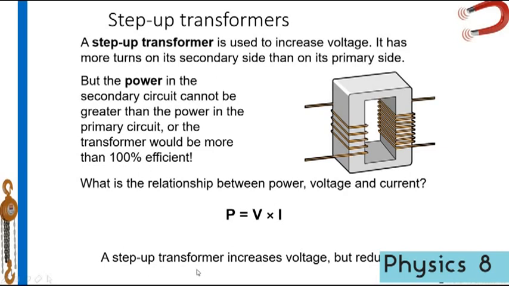So in a step-up transformer, there is an increase in voltage. So in other words, we can step up the voltage in this side, but as a result of that, we end up reducing the current. Why? Because of this equation here. So you can't have more, for example, voltage and current in one side than you have on the other, because the power is the same on both sides. The power in the secondary circuit cannot be greater than the power in the primary circuit. So what does that mean? Well, let's have a look at some examples.